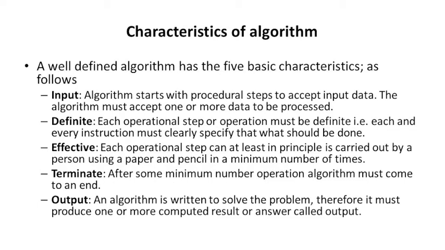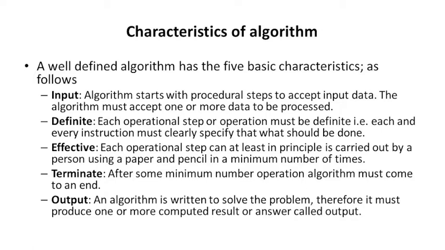And the next, characteristics of the algorithm. What are the characteristics of the algorithm? A well-defined algorithm should have five basic characteristics: input, definite, effective, terminate, output. Input. What is an input? The algorithm starts with the procedural steps to accept input data. The algorithm must accept one or more data to be processed. Definite. Each operational step or operation must be definite. That is, each and every instruction must carefully specify what should be done.